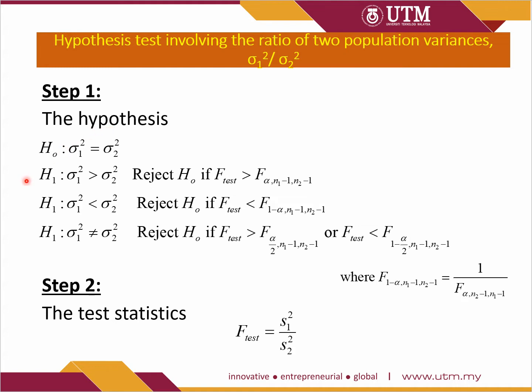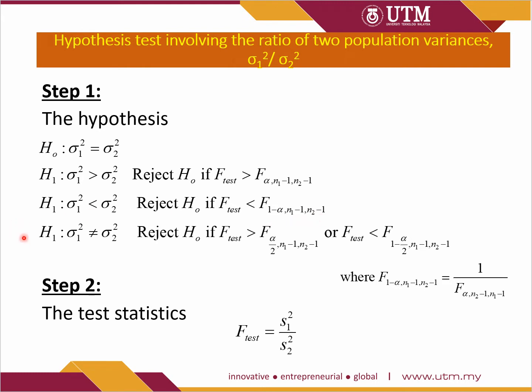And for the alternative hypothesis of greater than, we reject H0 if F test is greater than F alpha, n1 minus 1, n2 minus 1. For the ratio of two population variances, we use the F test. For the variance from population 1 less than variance from population 2, we reject H0 if the F test is less than F 1 minus alpha, n1 minus 1, n2 minus 1.